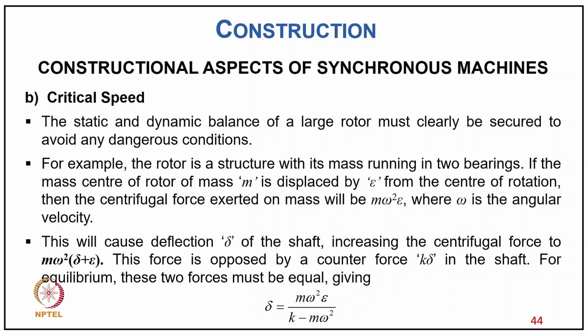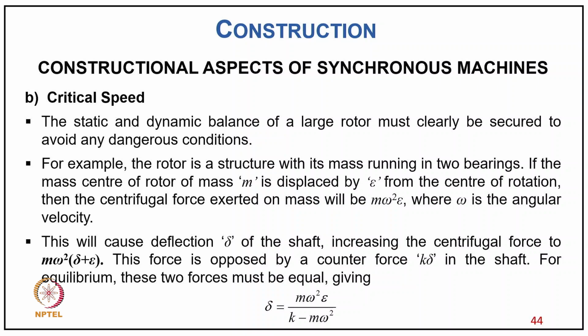Now coming to critical speed, the static and dynamic balance of a large rotor must clearly be secured to avoid any dangerous condition. For example, the rotor is a structure with its mass running in two bearings. If the mass center of the rotor of mass m is displaced by eta from the center of rotation, then the centrifugal force exerted on the mass will be m omega square eta, where omega is the angular velocity, and this will cause deflection delta in the shaft, increasing the centrifugal force to m omega square (delta plus eta), and this force is opposed by the counter force k delta in the shaft.